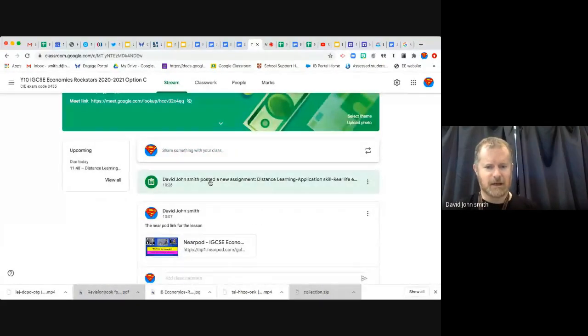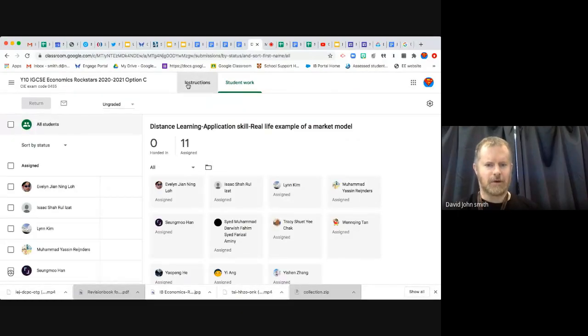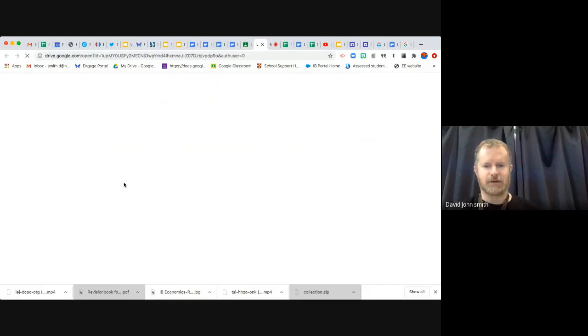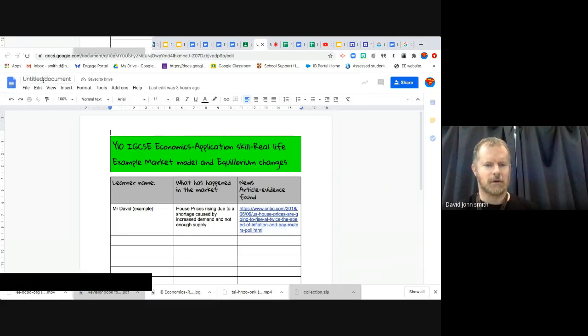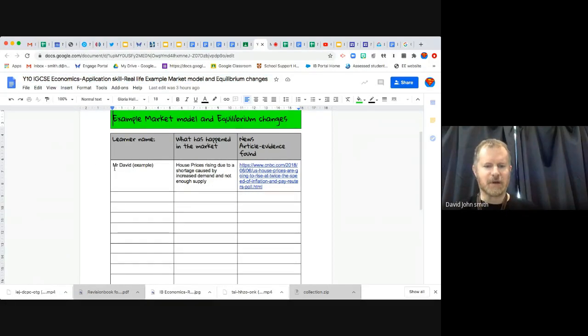Right, so it's this one here, I think. Yes, application. So the instructions, here we go. Why have I untitled that one? That's a pain. Add to the table in the document below, research a real-life market that has either had an increase in demand, a decrease in demand, an increase in supply, or a decrease in supply. And I'll put an example in there for you. So to show you the doc here, this is what you're having. Should have a title. There we go. There's the title. Right. So here's my example.